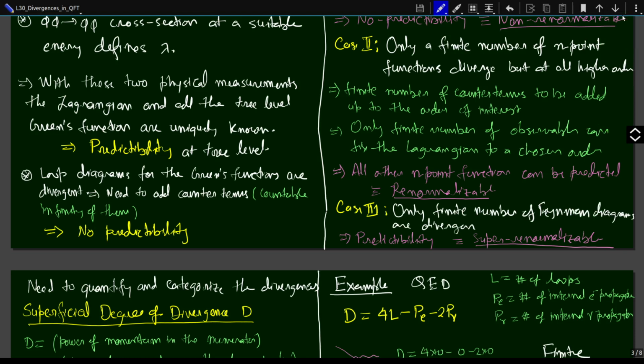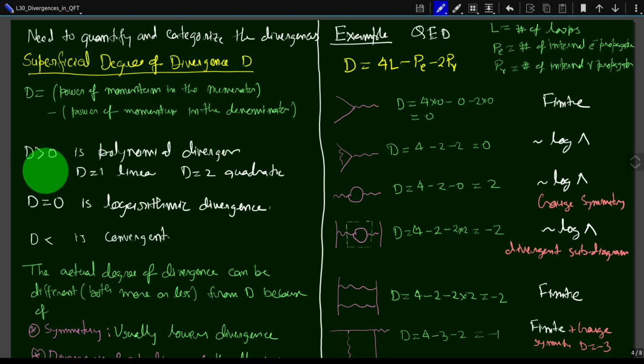But this is called the superficial degree of divergence. If D is greater than 0, which was apparently the case in the first slide, it is called polynomial divergence. D equal to 1 is linear, D equal to 2 is quadratic, D equal to 3 is cubic, and so on. D equal to 0 is what's called logarithmic divergence, because if you integrate dx by x, it gives you log, and log of x for x going to infinity is still divergent. So D equal to 0 doesn't mean it's finite. Only D less than 0 is finite.